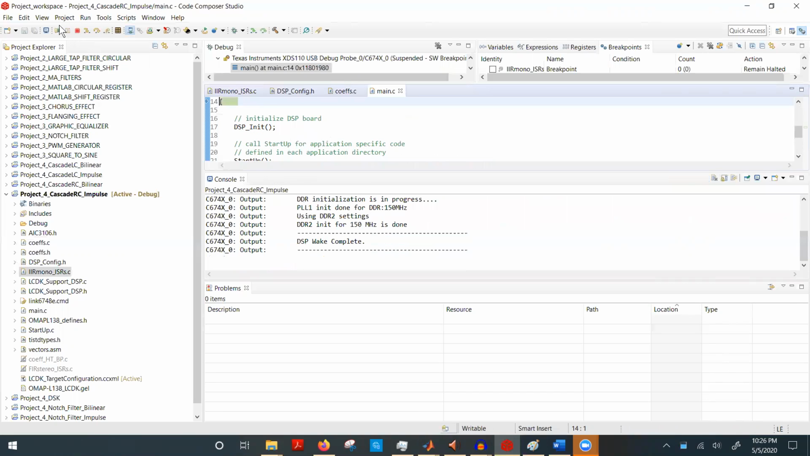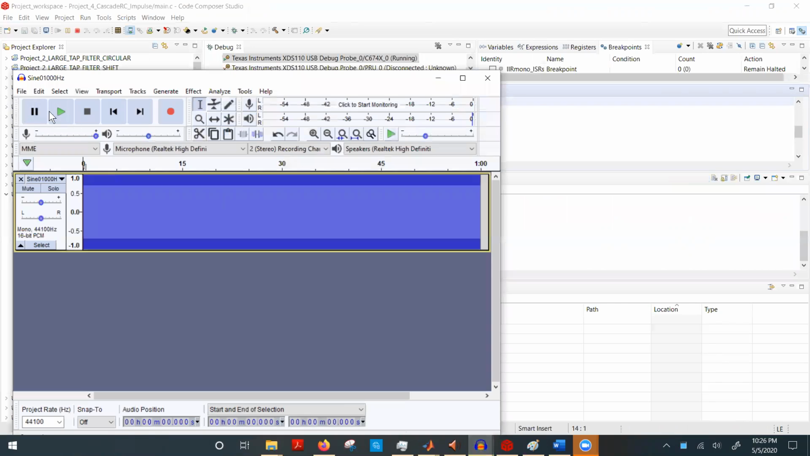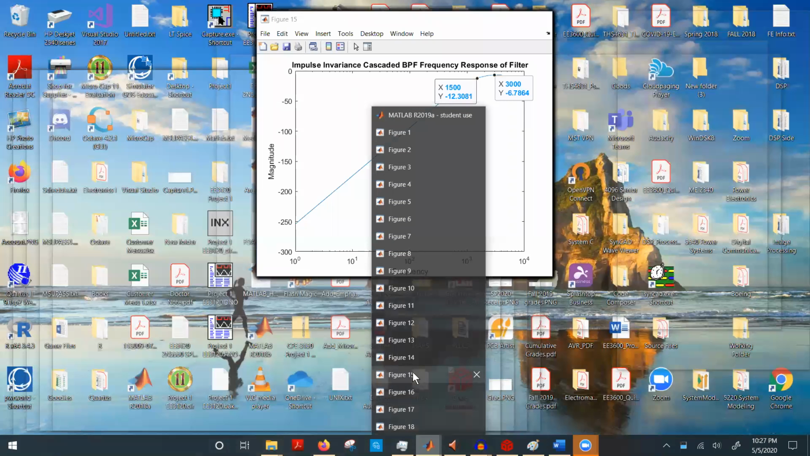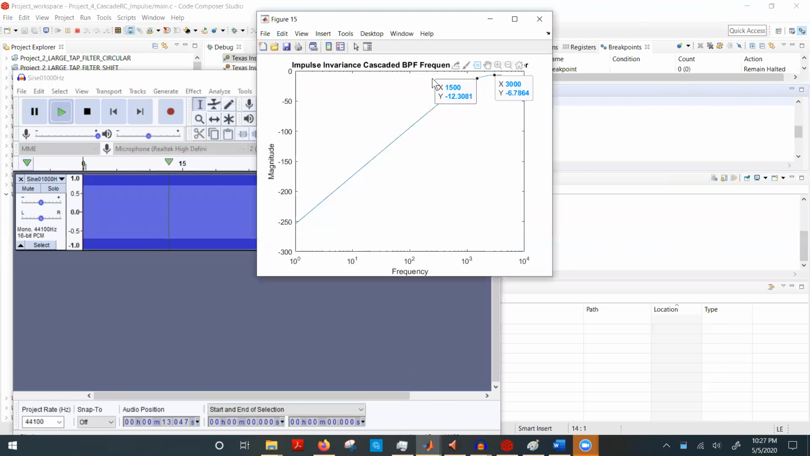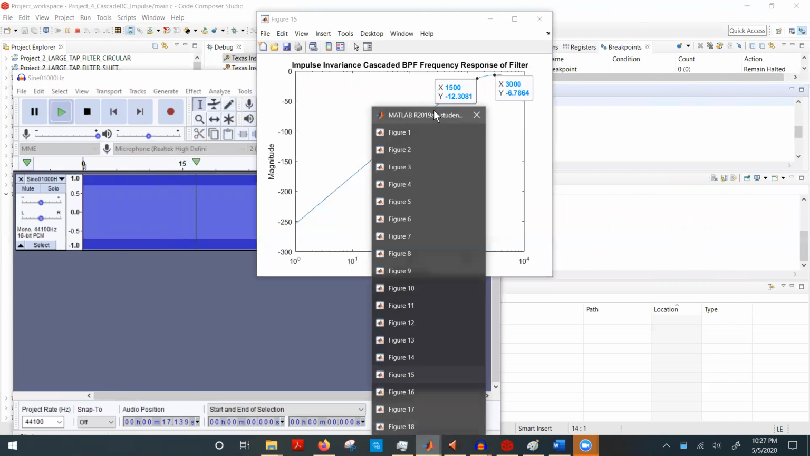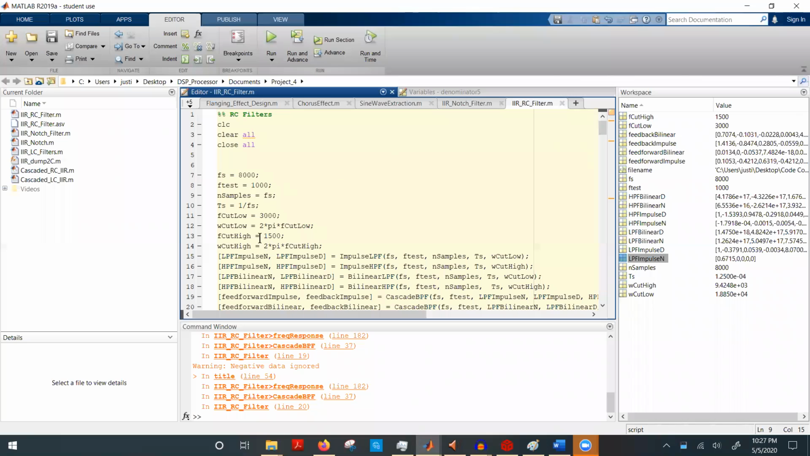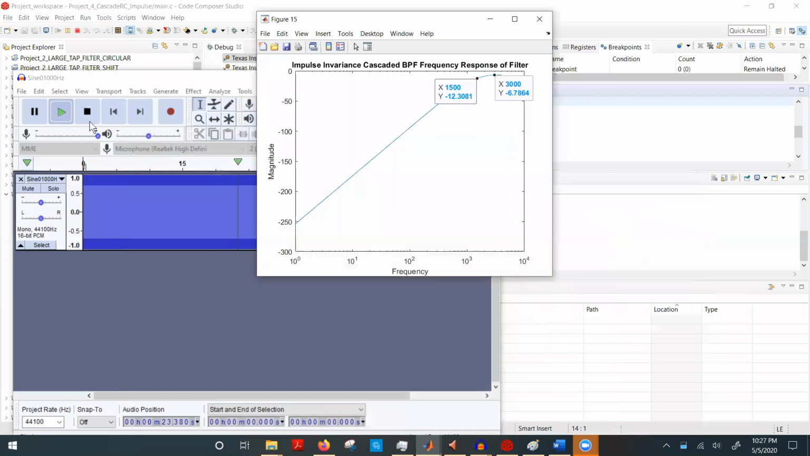If we run this and take the 1,000 hertz signal, let's bring these closer in here. So this is the 1,000 hertz signal, and this is the impulse response, I believe. The 1,000 hertz signal is going to be attenuated slightly because I made my filter from 1,500 to 3,000. So this is with slight attenuation on the 1,000 hertz signal.